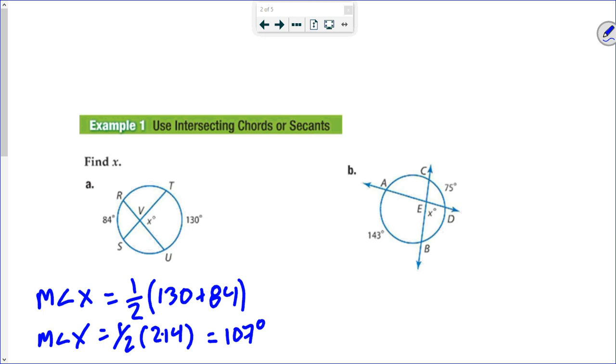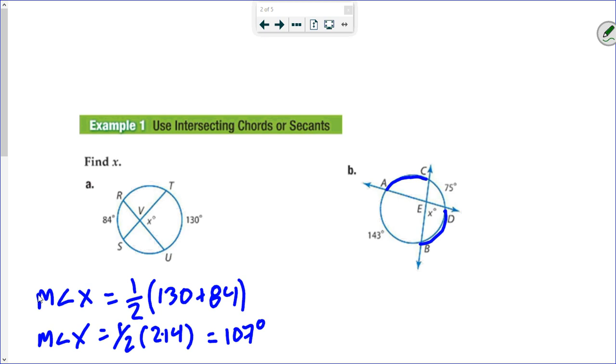With example B, we're finding, again, the measure of x. We can't find x right off the bat. It's not the same type of problem that we just did, because the arcs we would need measures of are AC and BD. We'd have to have those arcs to be able to find x. It would be 1/2 the sum of those 2 arcs, and we don't have those arcs.